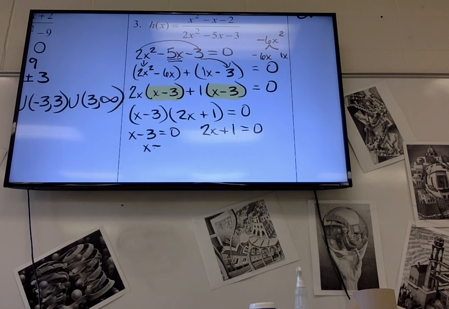You get x equals 3 and x equals negative 1/2. Okay, now again, remember it goes from negative infinity. The lowest one, pick up with that lowest one. The next one, pick up with that one. Keep going until you get to infinity.